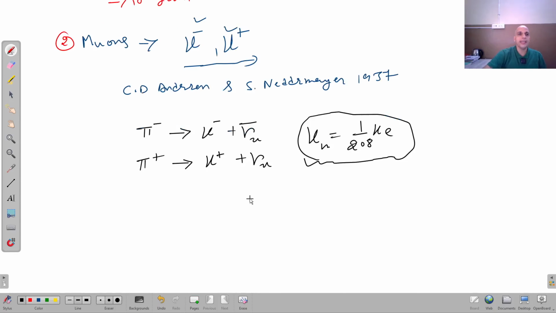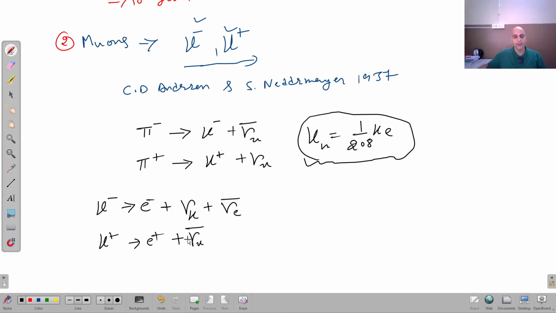Now, if I talk about the decay modes, right? These both particles can undergo spontaneous decay. So mu negative can go to electron plus the neutrino associated with mu plus the electron antineutrino, right? This is one. And similarly, mu positive can also undergo decay to a positron plus the antineutrino associated with mu plus the neutrino associated with the electron. So this is the decay mode of muons, right?